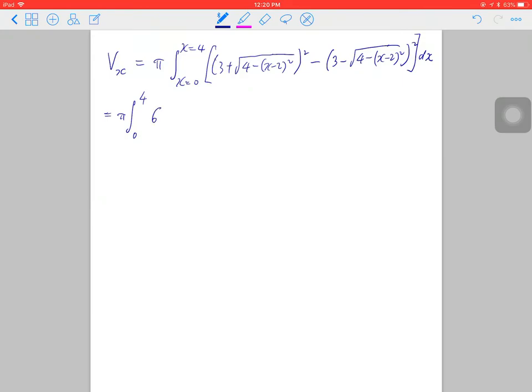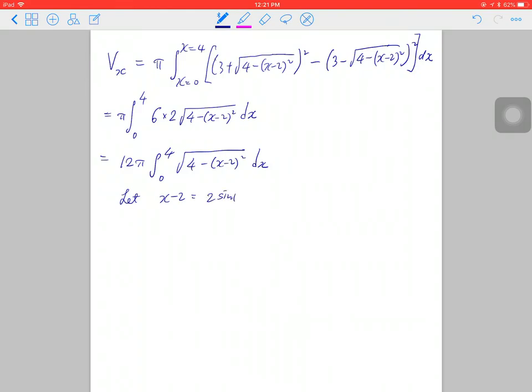A plus b makes 6, right? A minus b should be twice that square root thing. So we have 12 pi multiplied by this one. Okay, so how to do the integration? We have learned before we need trigonometric substitution. In this case, we let x minus 2 equal to 2 sine theta.